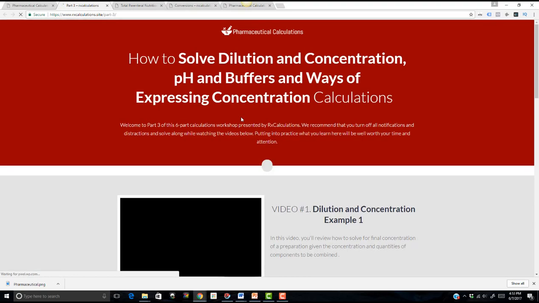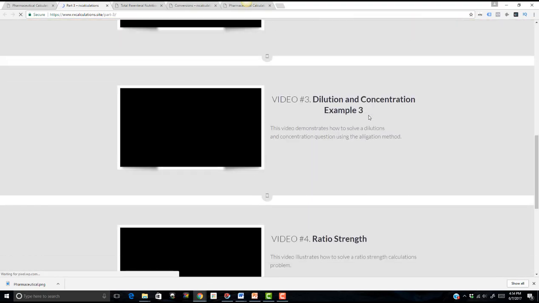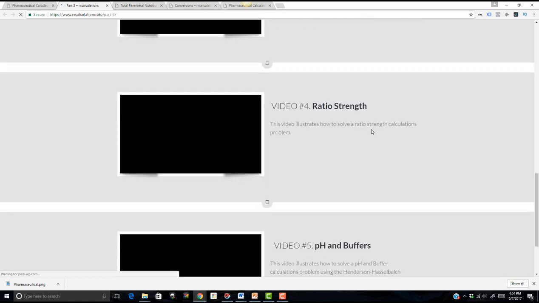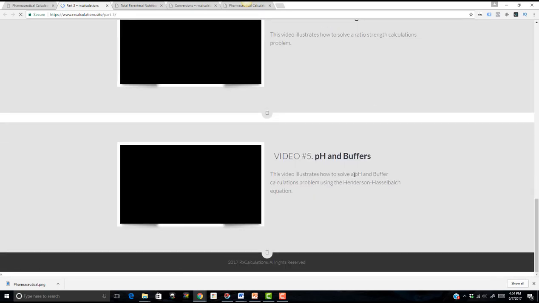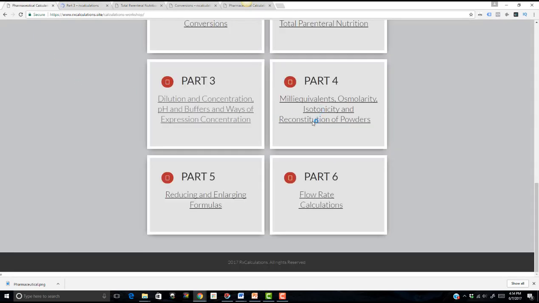So you have 3 examples on dilutions and concentrations, you have one on ratio strength, and then you have one on pH and buffers. Okay, so that's for part three. Part four covers milliequivalents, osmolarity, isotonicity, and reconstitution of powders.